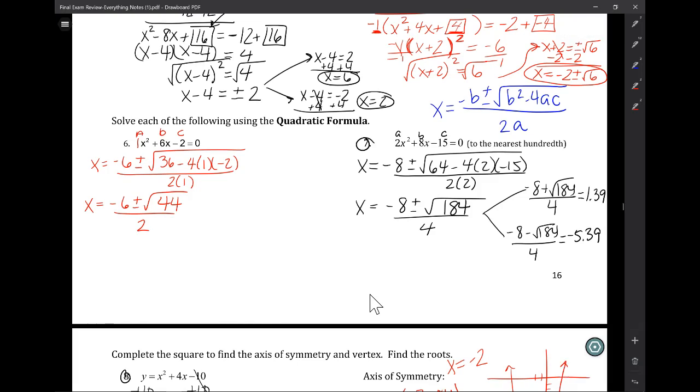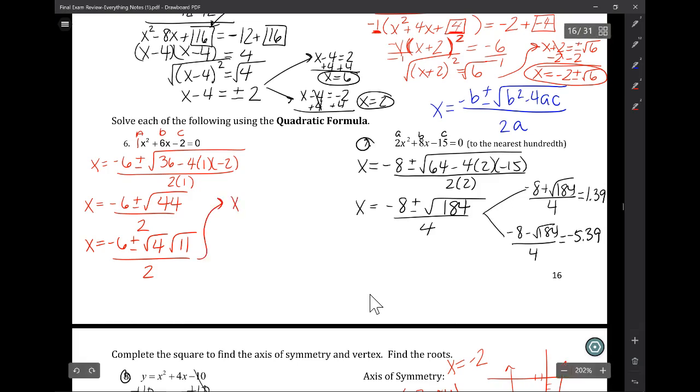Now this does not say round to the nearest tenth like number 7 did. So that means to me I should simplify the radical. So I need to figure out 44, can that break down to be a perfect square and a non-perfect square? And 4 times 11 is 44, and 4 is a perfect square.